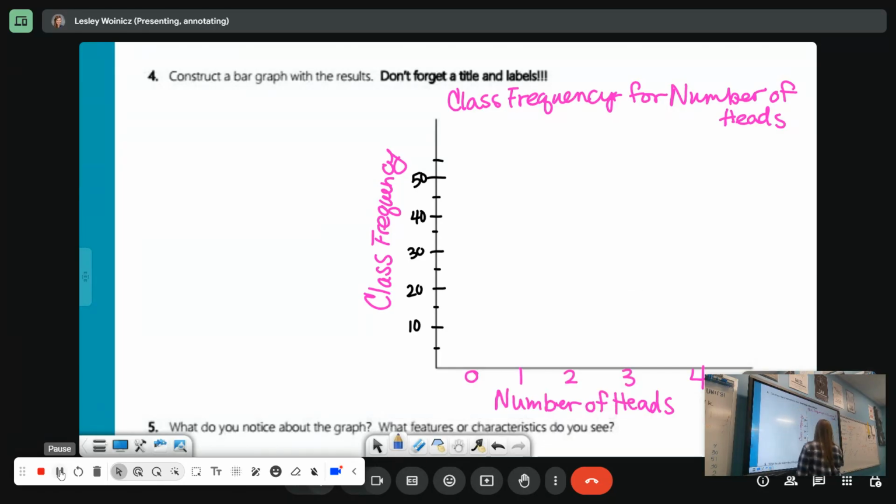Okay, what do we get for 0? 7. So we want a cute little bar that goes up to 7. All right, what about for 1? How many times did we get 1? 30. So we want our little bar to go up to 30. Okay, what about 2? 51.